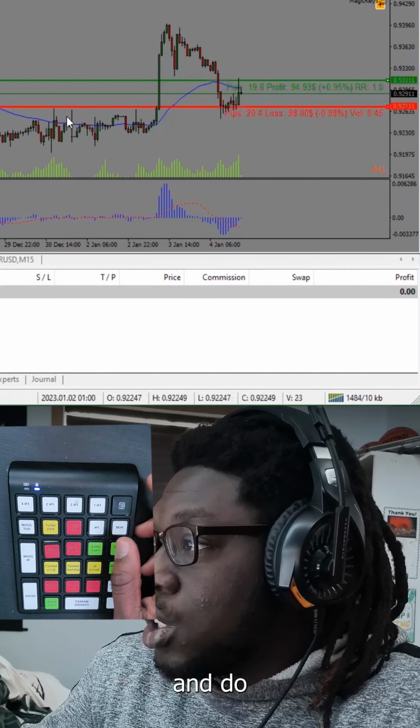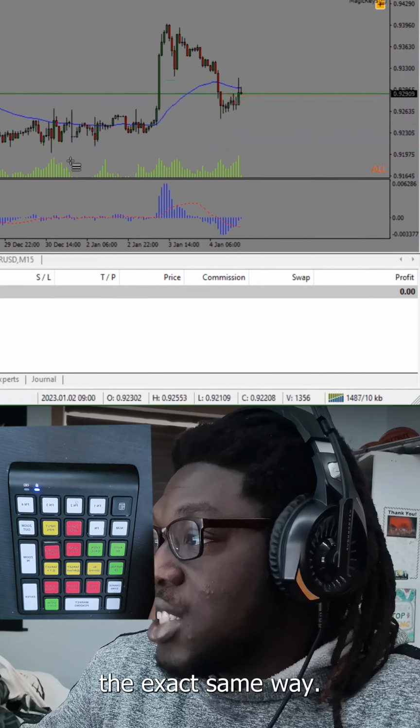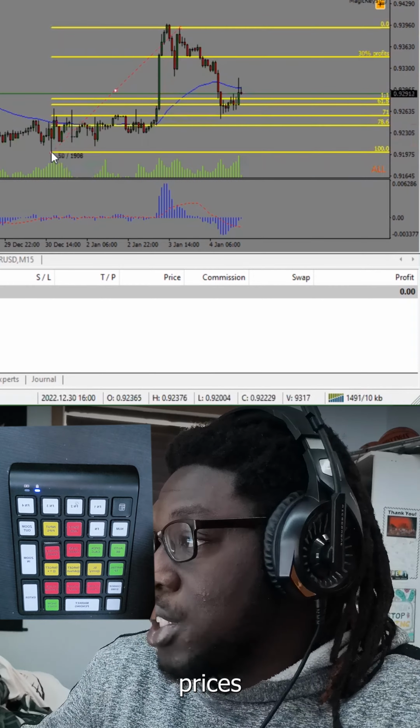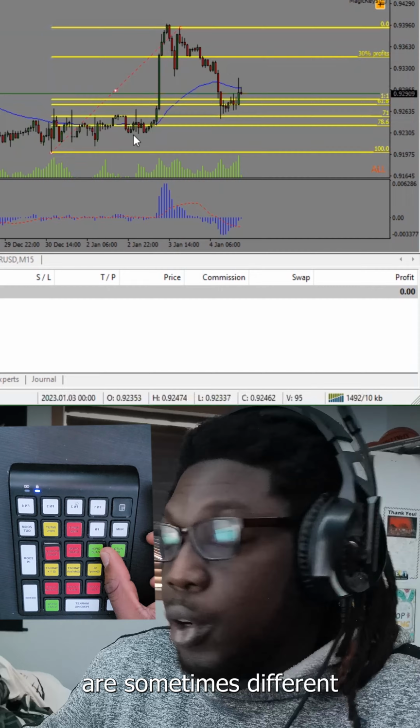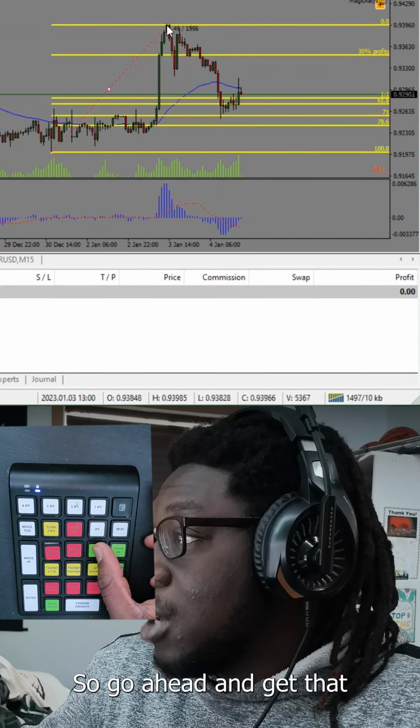And what I'm going to do is set up my trade the exact same way how I set it up on TradingView. My broker prices and TradingView prices are sometimes different depending on the instrument that I'm trading. So go ahead and get that set up perfectly.